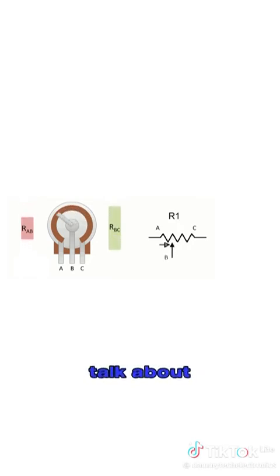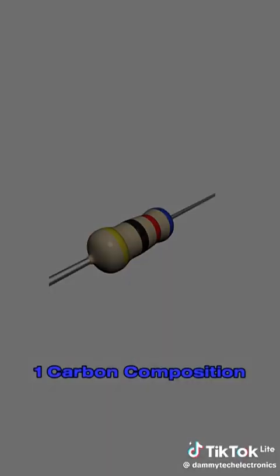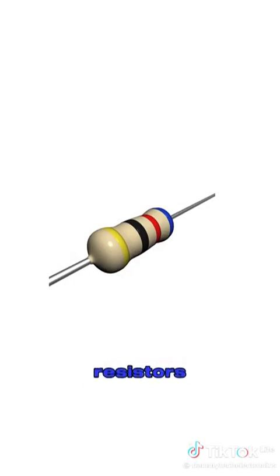Now let's talk about the types of fixed resistors. 1. Carbon composition resistors. This type of resistor is one of the market's oldest components. These types of resistors were extensively used and are typically constructed of powdered carbon and ceramic combinations.